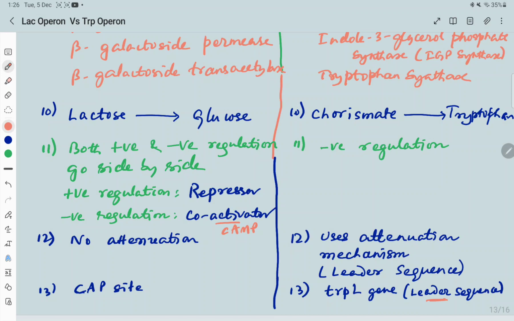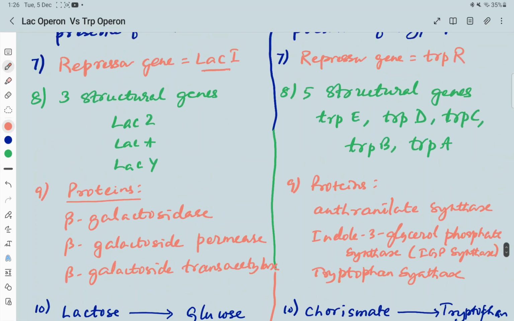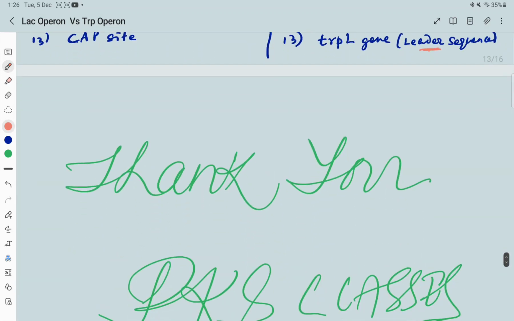Suppose the repressor protein represses 70 fold, then this leader sequence again represses 10 times, so 700 fold it represses. So in this way we can say the differences between lac operon and TRP operon are there. Thank you.